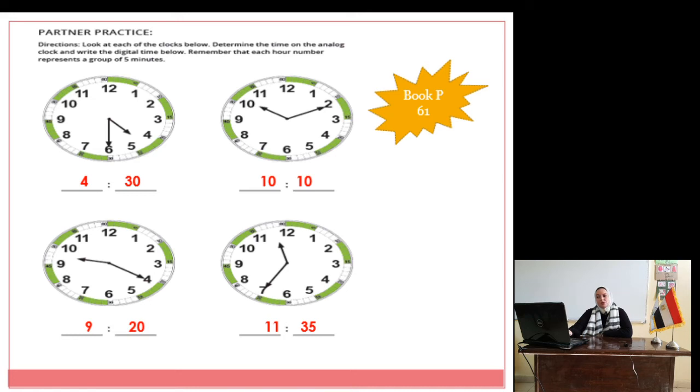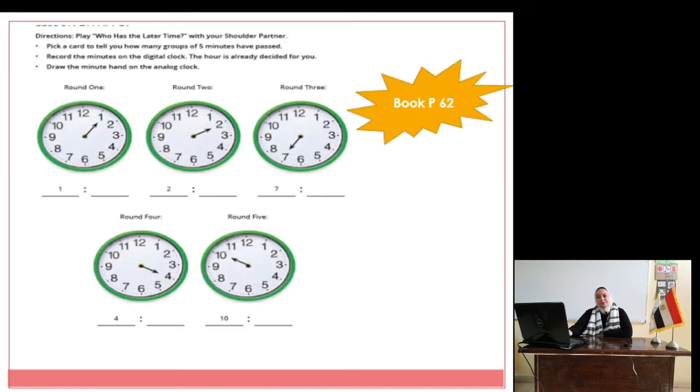Now in the next page, book page 62, here we have a picture of some clocks with the short arm only. Now we are going to put the long arm on any number and write how many minutes. Okay, in round 1 we are going to draw the long arm on 3. So 3 means it's 15 minutes because we are going to make 3 times 5. So it means 15 minutes. Okay, so the time is 1:15.